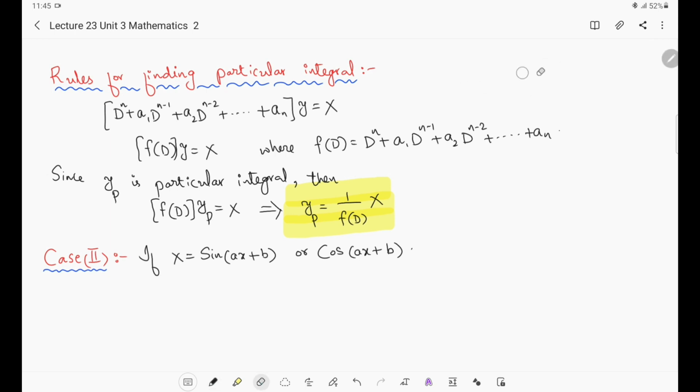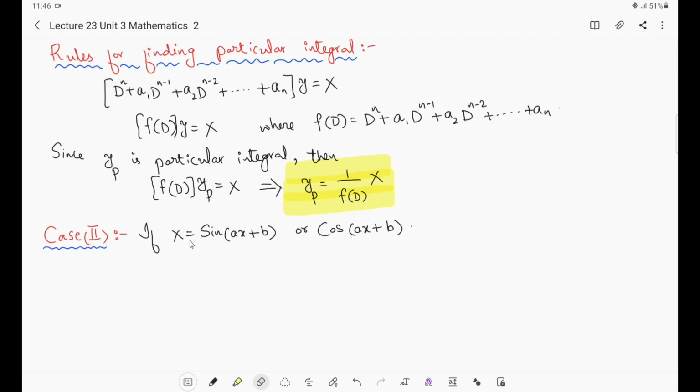Now in today's class, we will consider the case where the right hand side function X will be given as sine of (ax plus b) or cos of (ax plus b), where a and b are constants, right? Sine 2x plus 3 or cos 5x plus 6 or cos 4x plus 2. If this is the form on the right hand side, then how to find the particular integral, that we are going to discuss now.